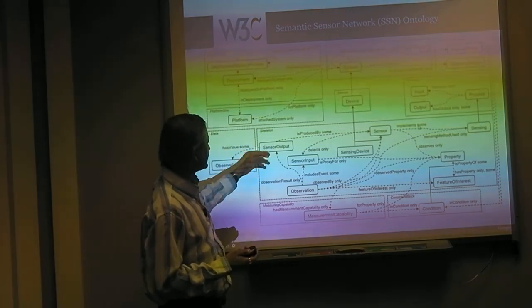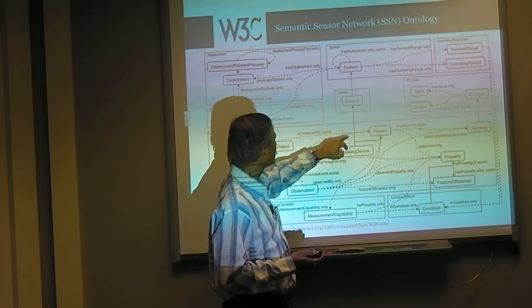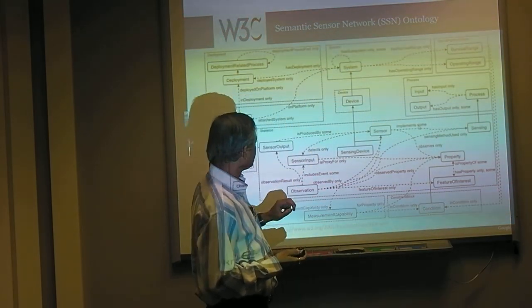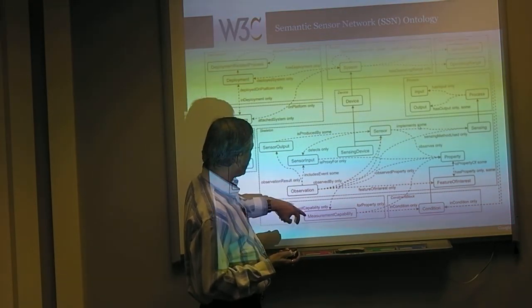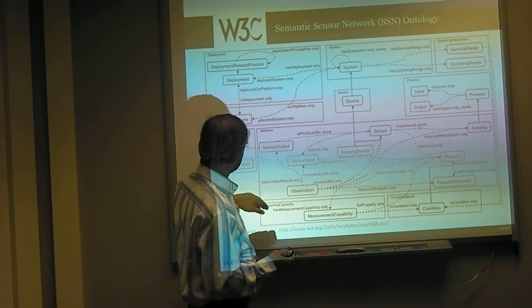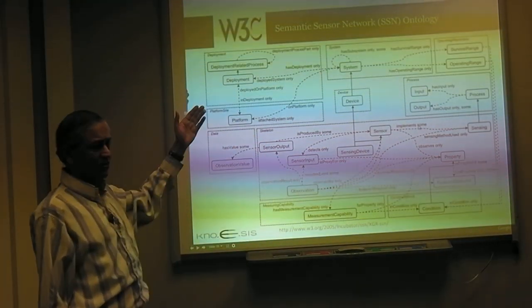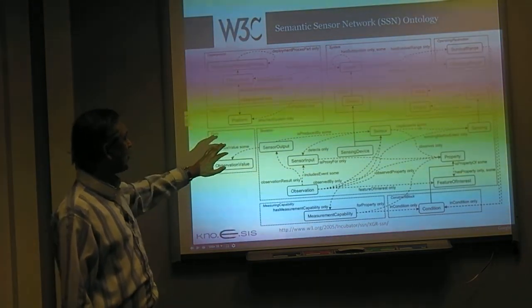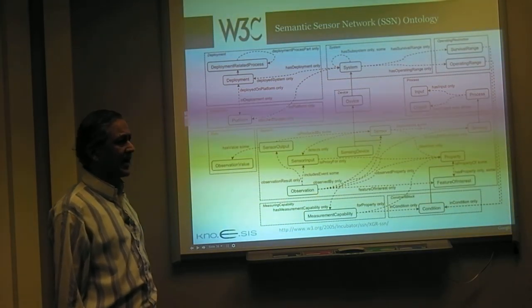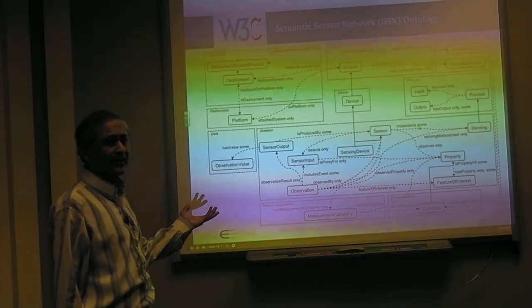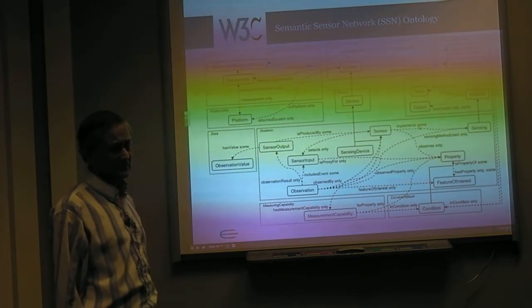If you go down further, there are all these different classes. You can see sensing device. Sensor is a sensing device, is a part of a system. Observation, right? So, measurement capability, right? So, there are all these different things and relationships you can see, that is the ontology, right? And with this ontology, because it is developed by this community, now it is very widely adopted worldwide. So a lot of people are using this ontology as the way of describing sensors.